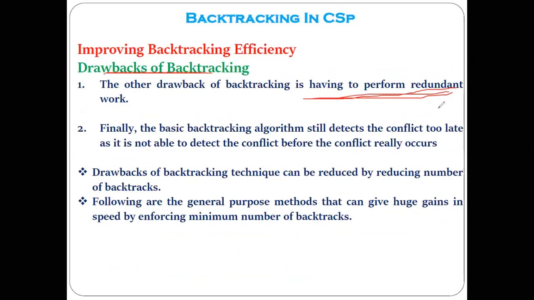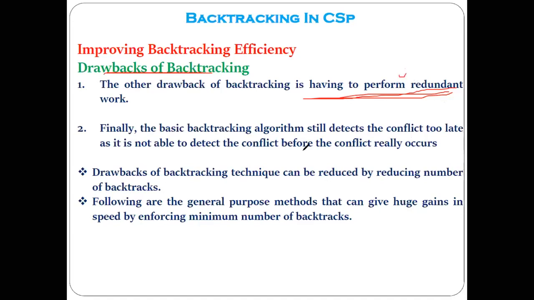What do you mean by redundant work? Maybe something that is not necessary, we still do it, that is the redundant work. Even if something is not required, we are still doing it, and doing the same thing again and again. Got the point? So that is one of the drawbacks of backtracking.